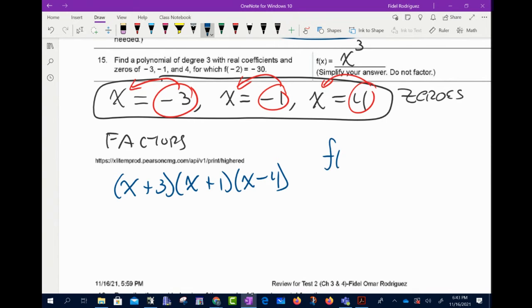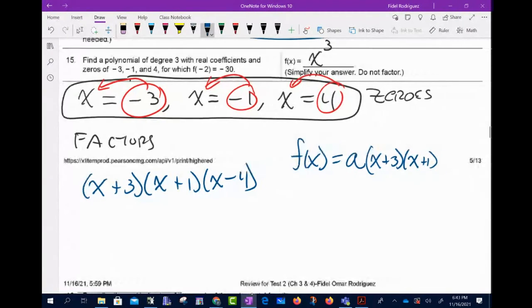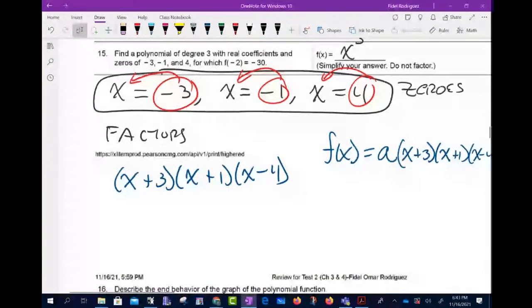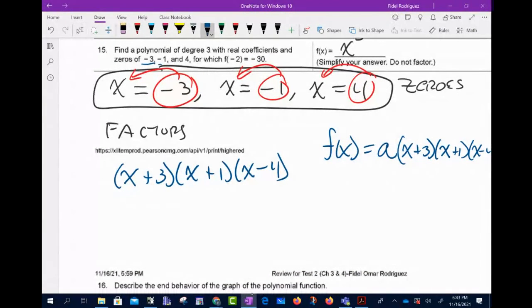So now I can start to write out my polynomial. It's going to look like this: f of x equals a. There's going to be some coefficient, a number in front of the whole thing, okay? That number could be 1. It could be 1/2. It could be -8, something like that. I don't know yet. And I'm going to write my three factors: x plus 3, x plus 1, and x minus 4. Okay, so look, we've used these numbers.